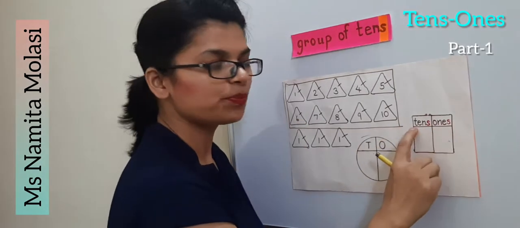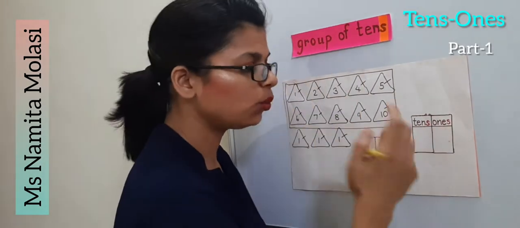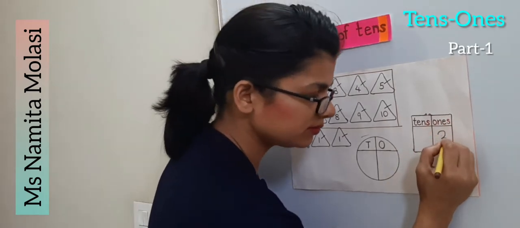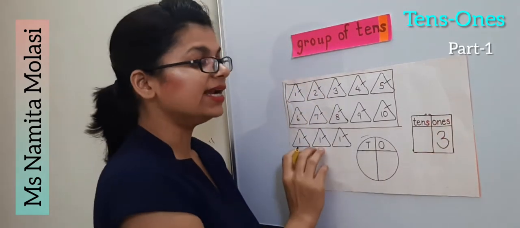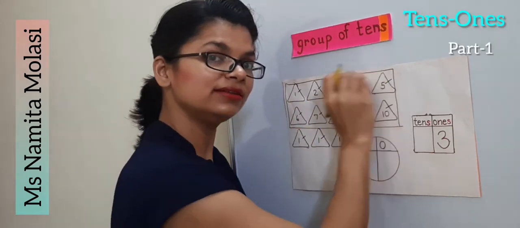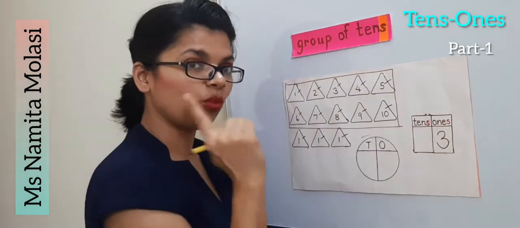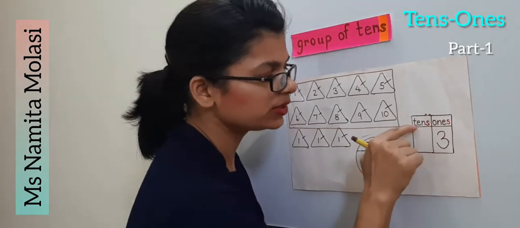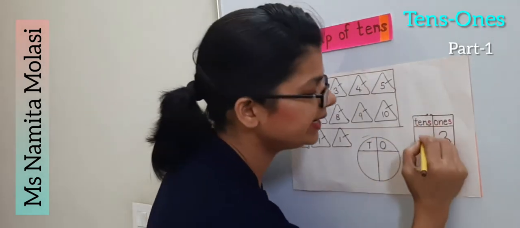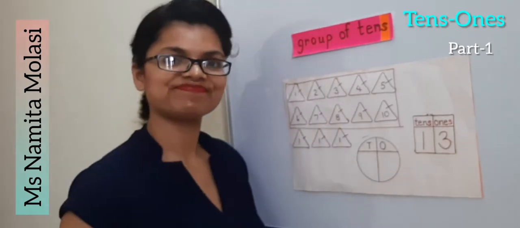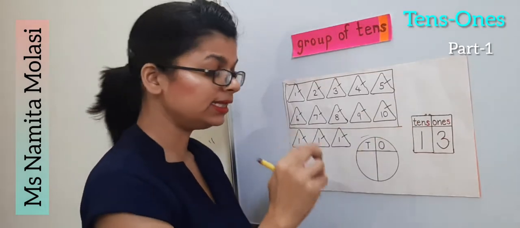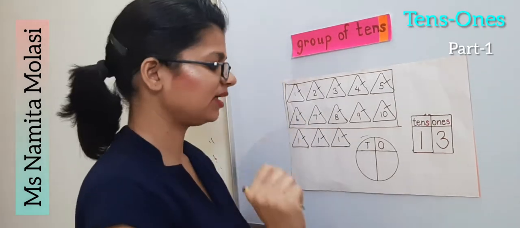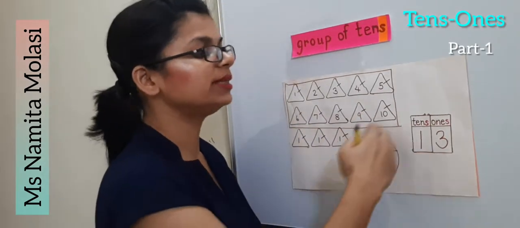So you see, tens and ones. We have 3 ones. So here in the column of ones, I'm writing 3. And how many tens do we have? We got 10 one time. One time. So 1 ten. So in the column of tens, we will write 1. So we have 1 ten and 3 ones, which cannot be in the group.